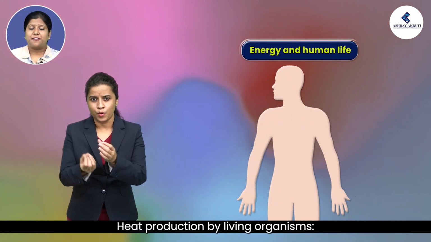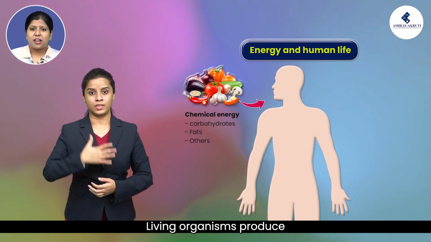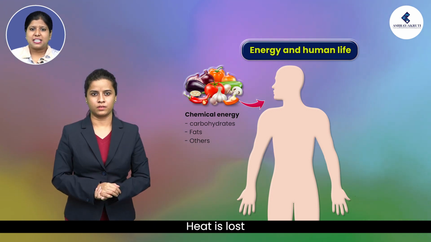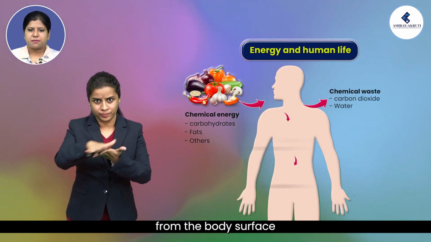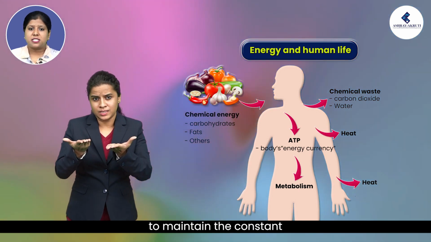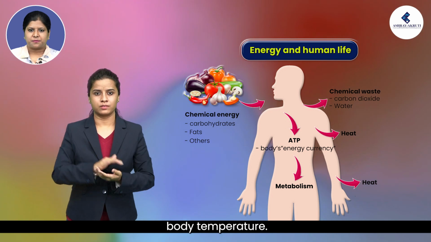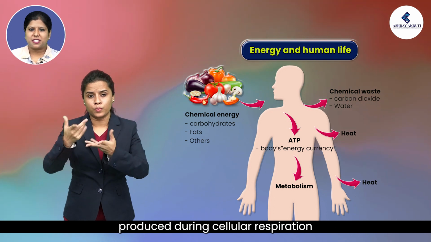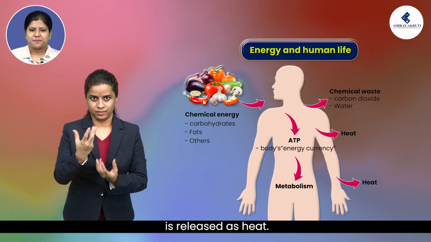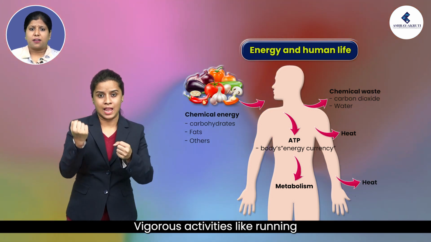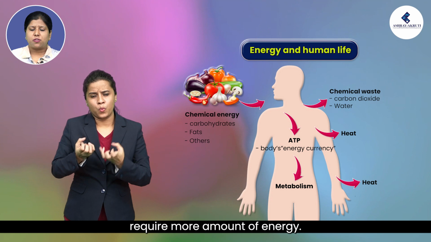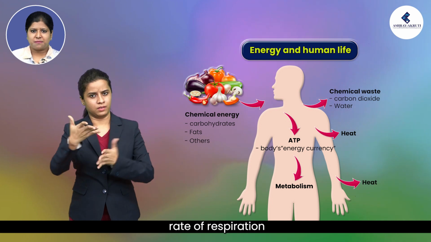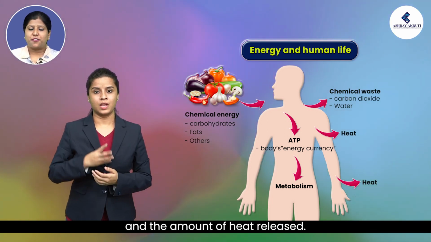Heat production by living organisms. Living organisms produce energy in the form of heat. Heat is lost from the body surface to maintain the constant body temperature. The excess amount of the energy produced during cellular respiration is released as heat. Vigorous activities like running require more amount of energy. This increases the rate of respiration and the amount of heat released.